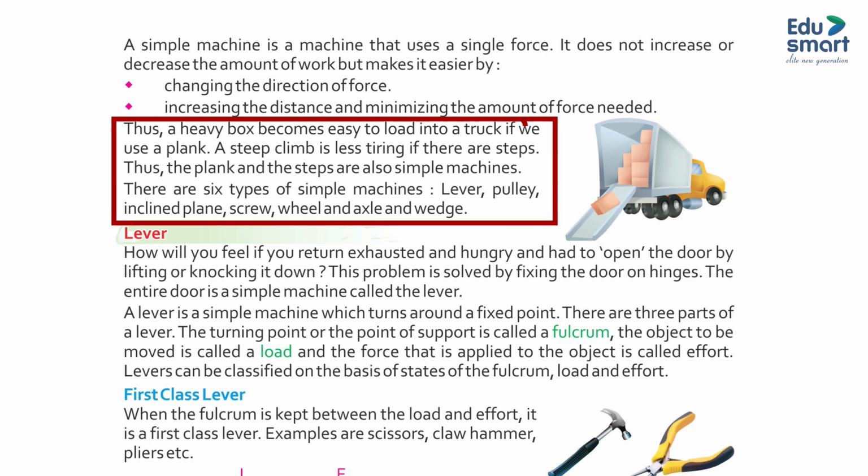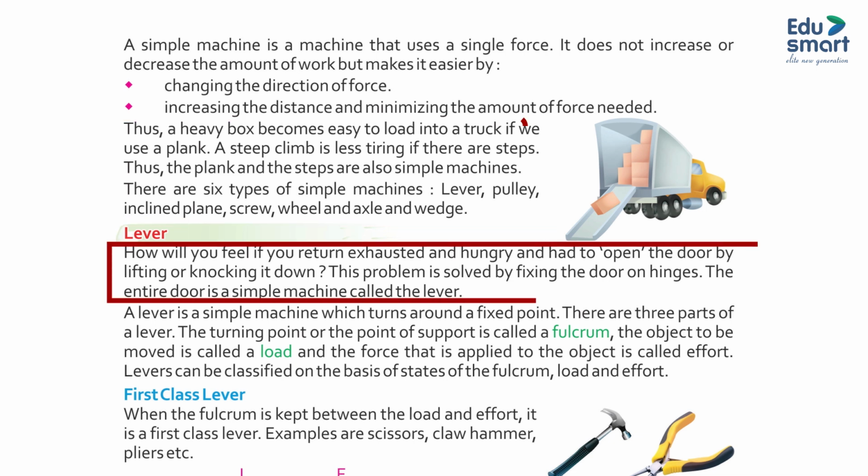Thus, a heavy box becomes easy to load into a truck if we use a plank. A steep climb is less tiring if there are steps. Thus, the plank and the steps are also simple machines. There are 6 types of simple machines: lever, pulley, inclined plane, screw, wheel and axle and wedge.